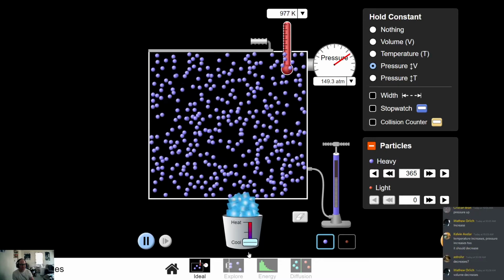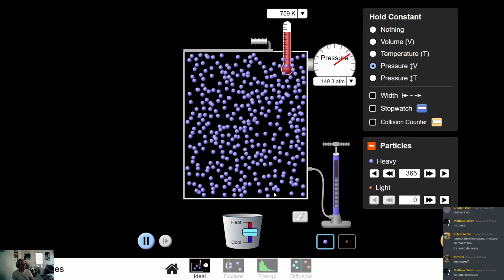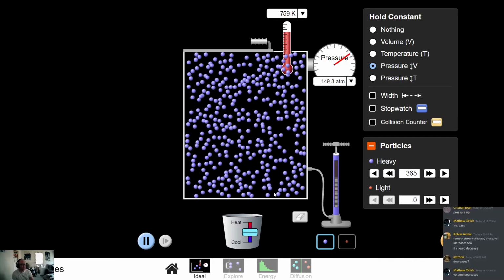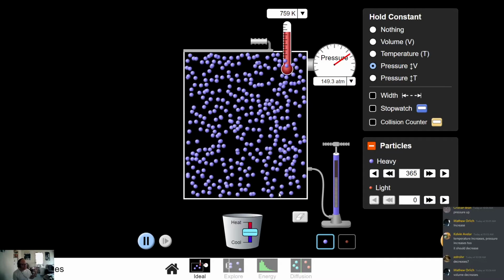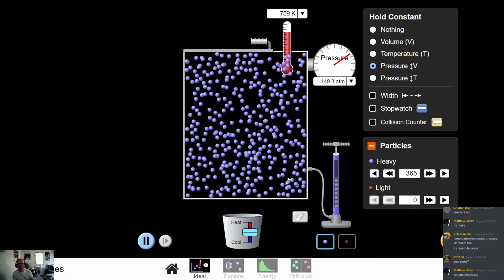Yeah, it should decrease, right? There it goes. That's something that you can kind of easily test in a way by taking a balloon. If you take a balloon, you blow it up, and you put it into a refrigerator, then the balloon will get smaller after a certain amount of time.